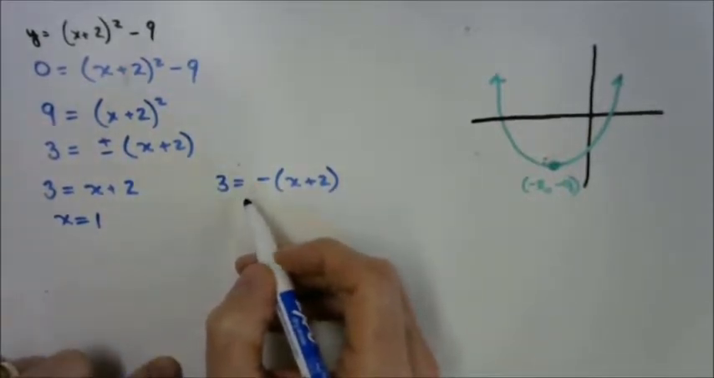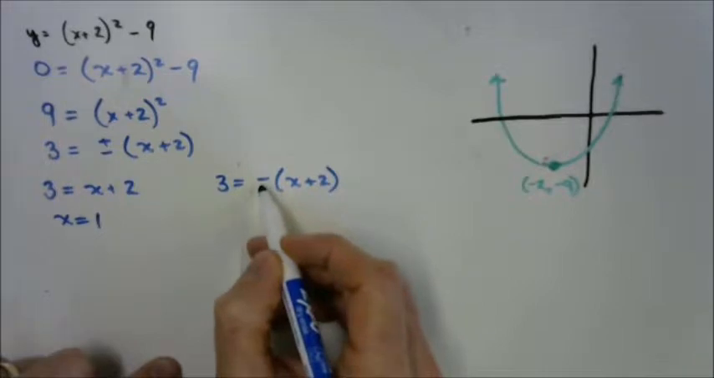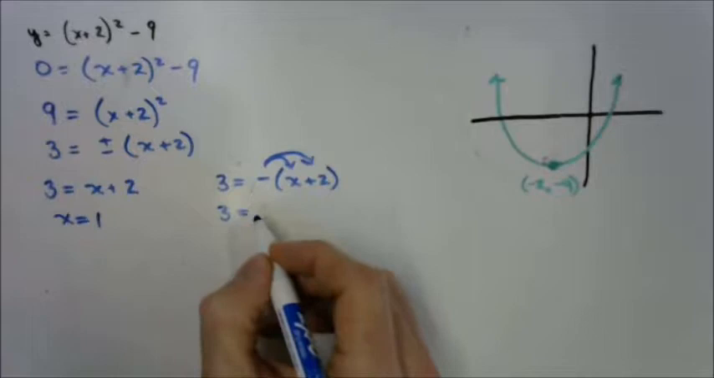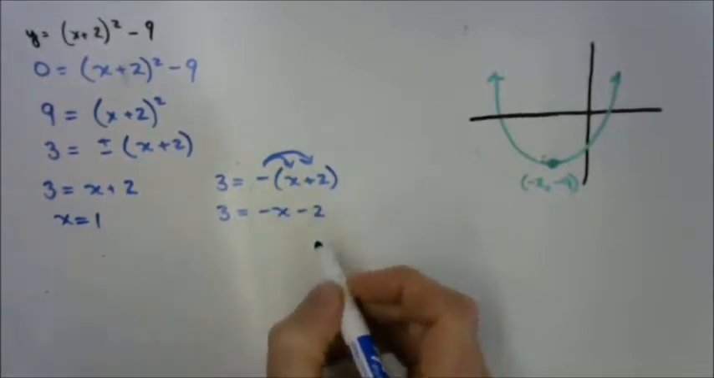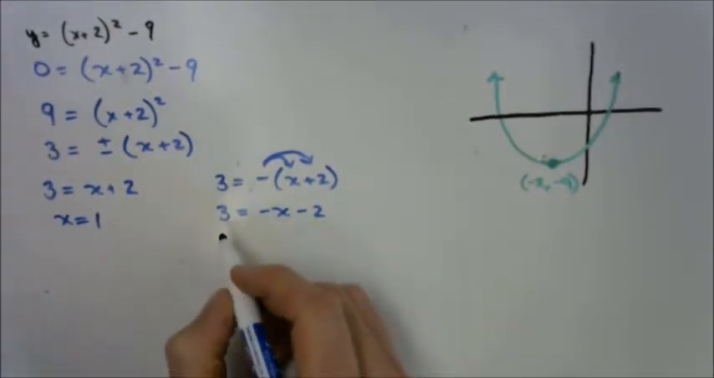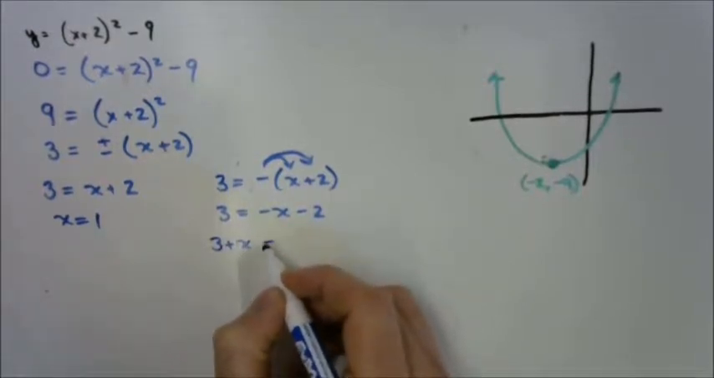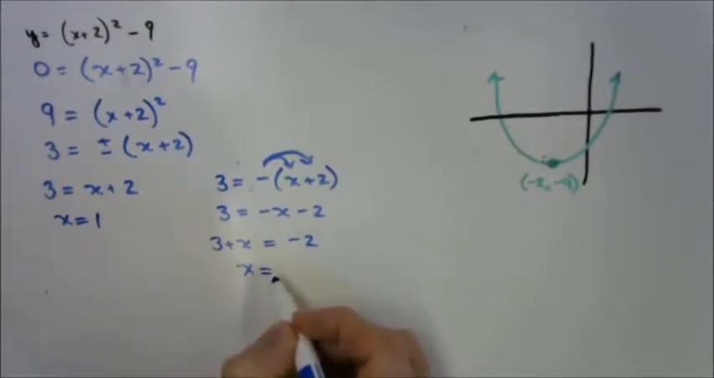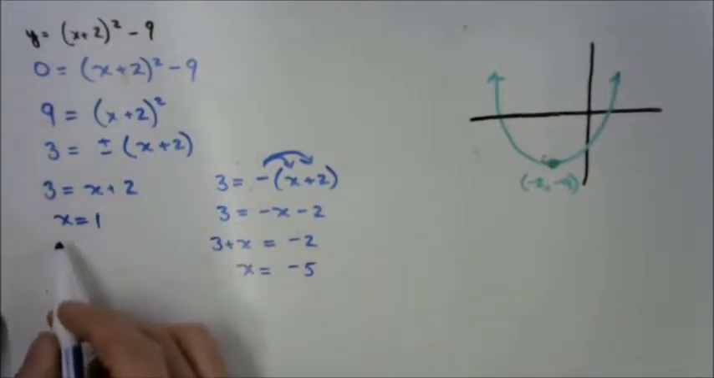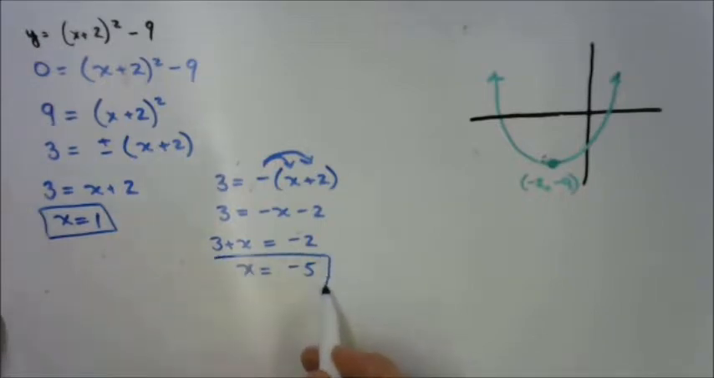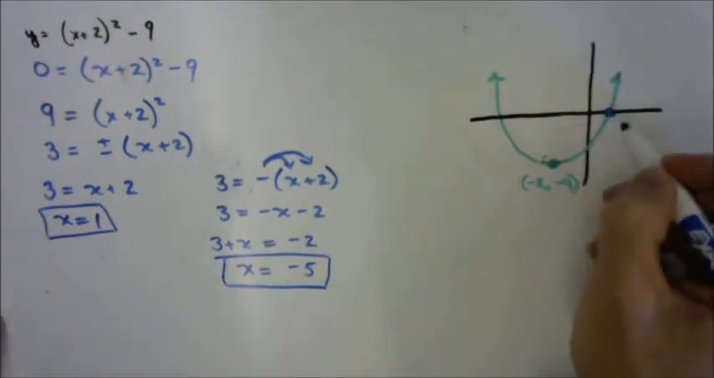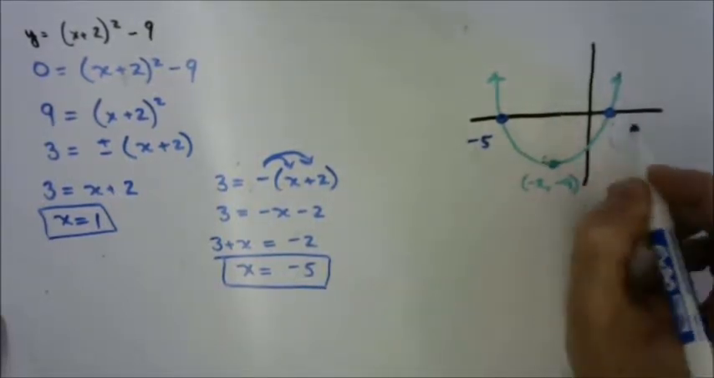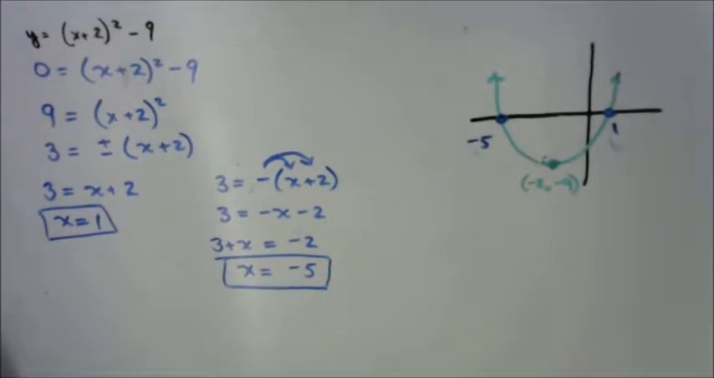And on this one, we have to notice that this negative sign is going to be distributed to both of the terms. Here we have 3 equals negative x minus 2. I'm going to add x to both sides. That's 3 plus x equals negative 2. And I can subtract 3 from both sides, leaving me with x equals negative 5. And now I have my two roots, my two solutions, my two x-intercepts, one at negative 5 and one at positive 1. And we've solved that.